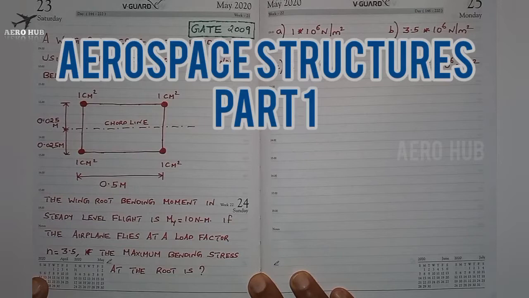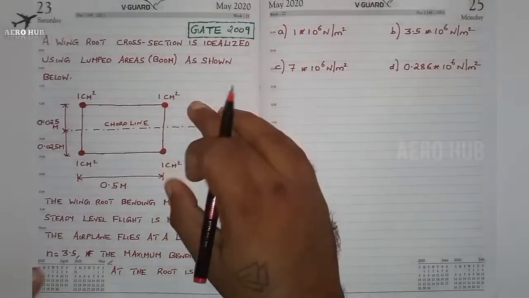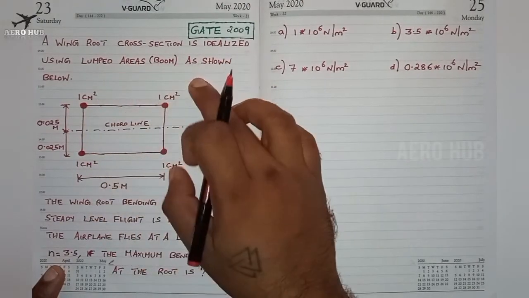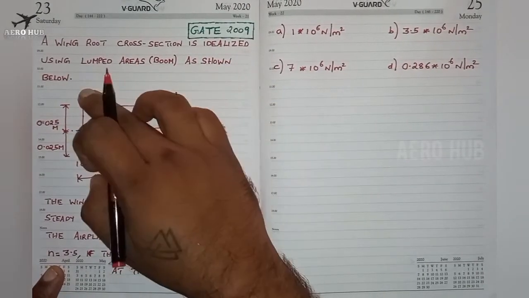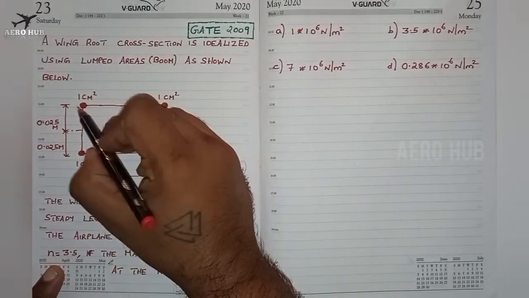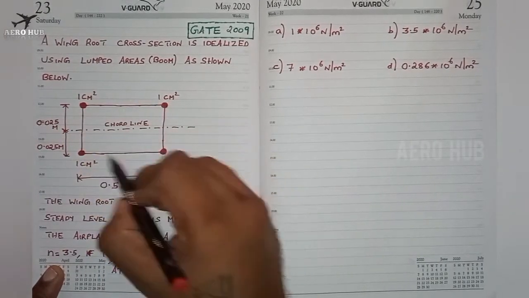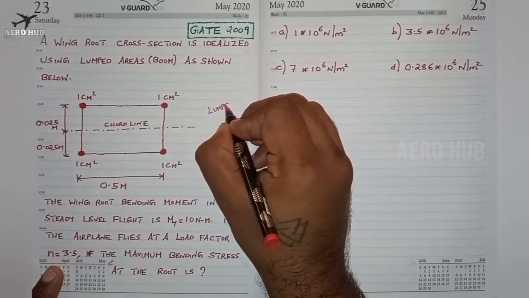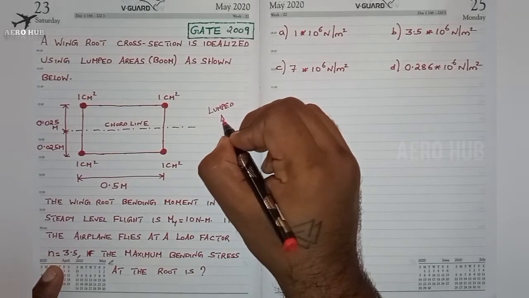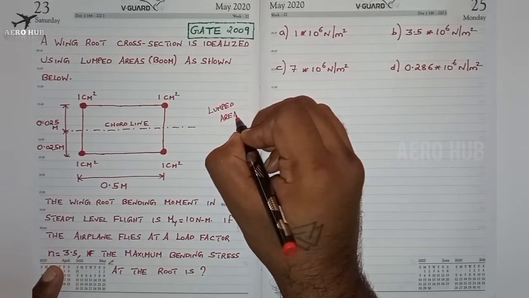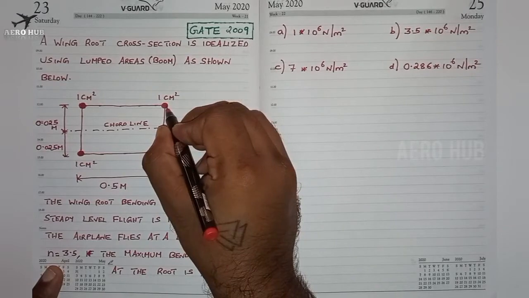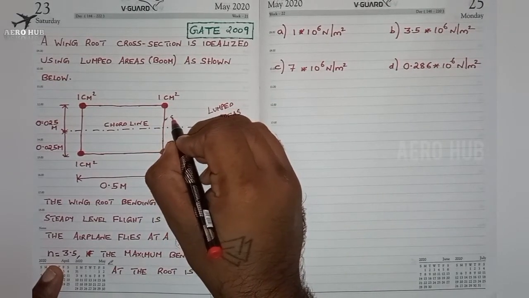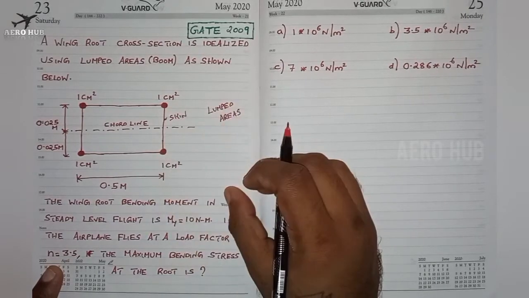We will start aerospace structures in GATE. You can see a wing root cross section is idealized using lumped areas. It is also called boom areas, shown below. We can see a diagram, and this is called boom areas or lumped areas. This is basically a part of structural idealization, and you have to understand this boom area will carry the bending stress, and the skin will carry the shear stress.